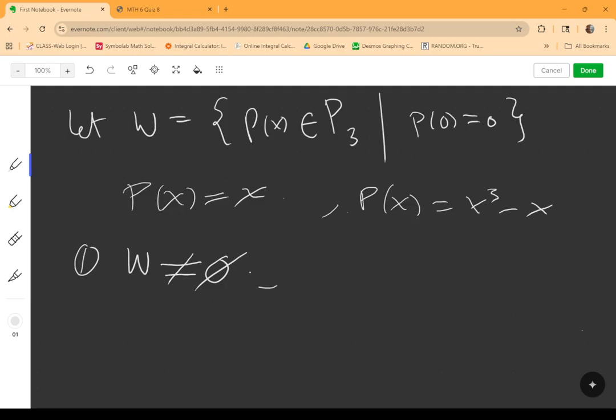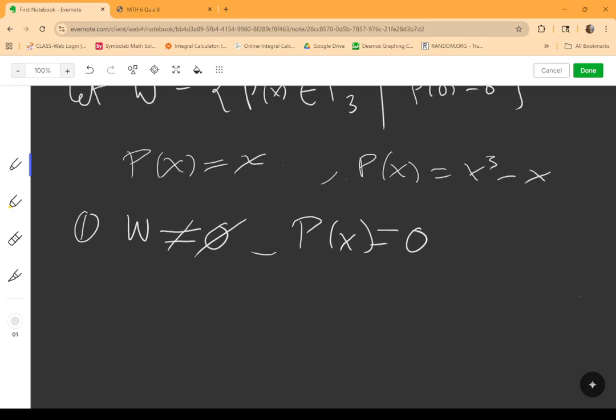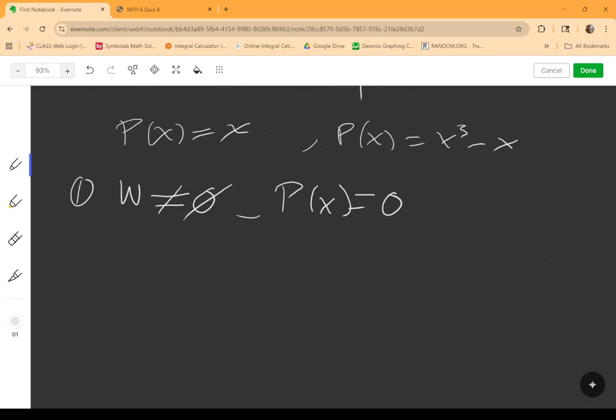We can see it does in fact include the zero vector. If I define our zero vector to be just the zero function, then that also satisfies the condition that P of 0 is 0. Now we want to check the other two properties. So, closed under vector addition. We'll have two polynomials.